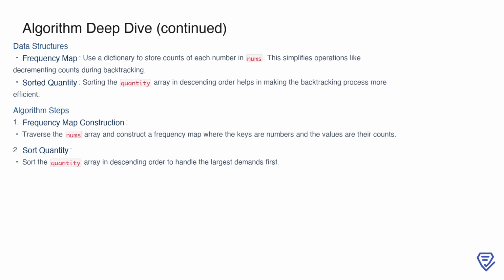The algorithm begins by constructing the frequency map. As we traverse the nums array, we simply count the occurrences of each number and store them in the map. Once the frequency map is ready, the next step is to sort the quantity array in descending order. This ensures that we handle the most challenging demands first, which helps in pruning and optimizing the backtracking process.